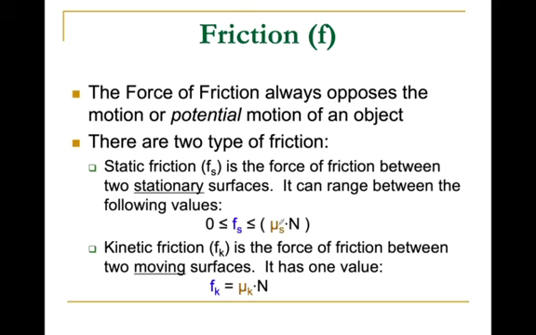maximum value, and this is the Greek letter mu. Mu sub S times the normal force. Mu sub S is called the coefficient of static friction. And you might say, whoa, what's going on here? Well, think about a quick example. Imagine you've got your book sitting on the tabletop in front of you, or your laptop.